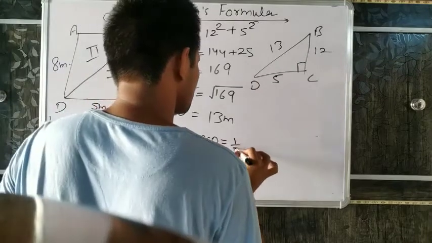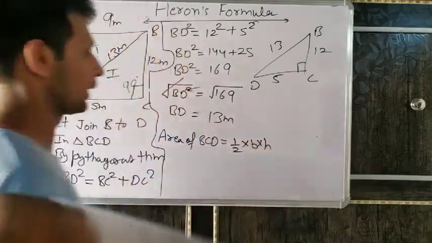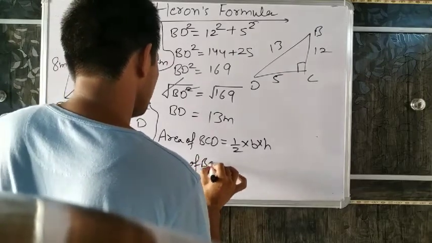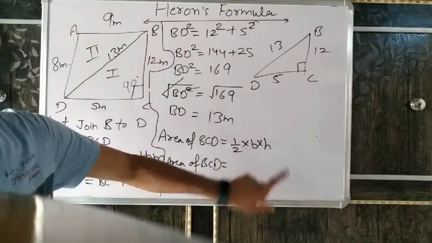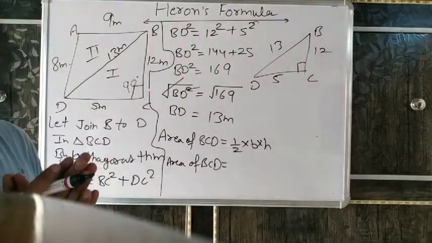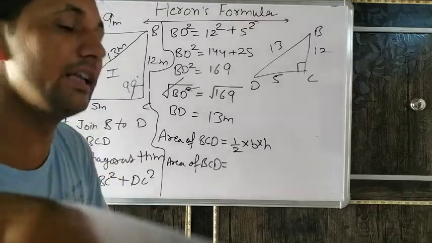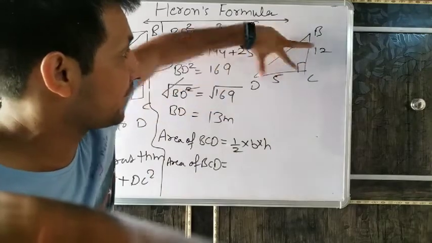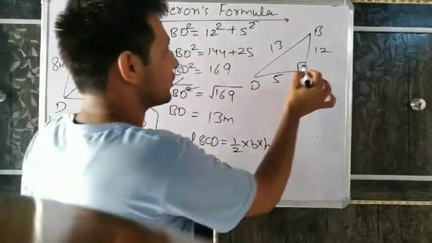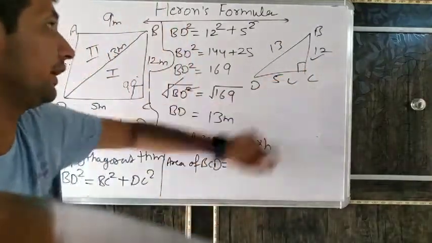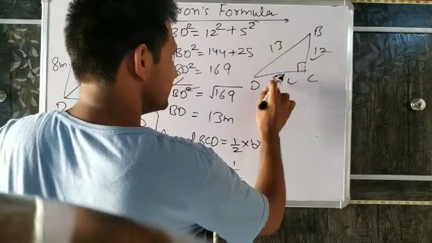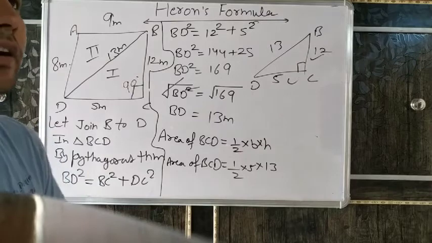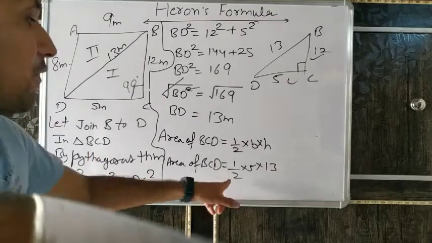So area of BCD is 1 by 2 base into height, because there is a 90 degree angle. Whenever in any triangle one angle is given as 90 degrees, it means the angle is made where two sides meet, so one is base and one is height already. So 1 by 2 base is 5, height is 13. It is the simple formula for finding the area of a triangle. If an angle is 90 degrees or height is given, we will use this one.